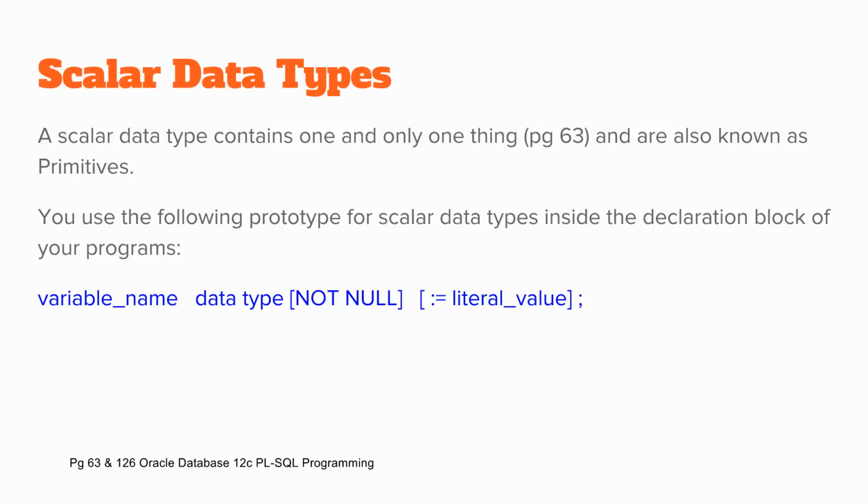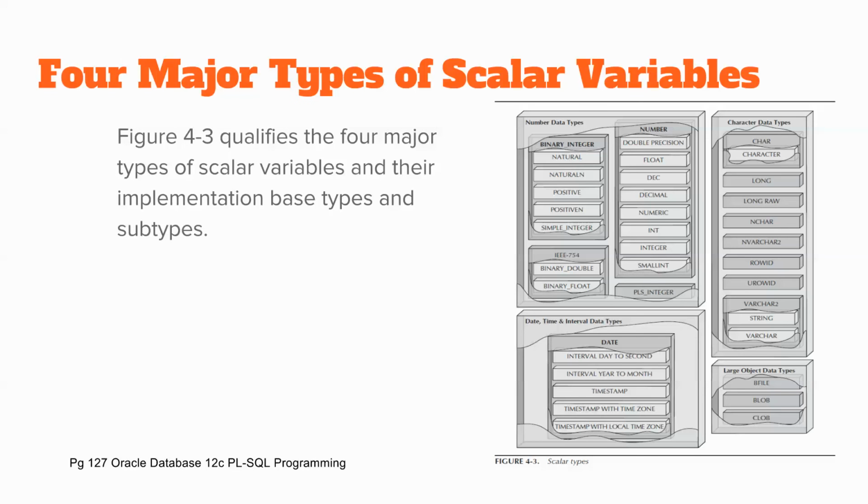So the last type that we have to cover are scalars, which are basically the exact opposite of what Chris was just talking about. Instead of it being a collection of things, it is only a single item. The actual prototype for declaring a variable is there and below in blue. So scalar data types can be characterized into 4 major groups. This figure here that we have from the book on page 127 shows us the major types, which range from number data types, character data types, large object data types, and date, time, and interval data types. And there are subtypes below that, which you can see in this figure.